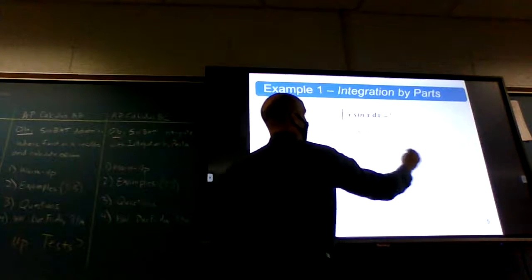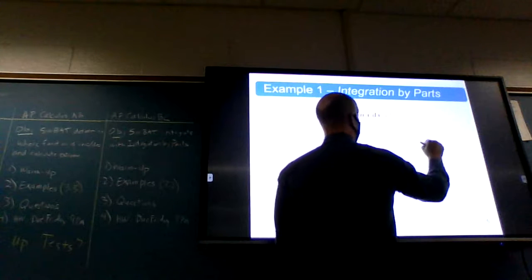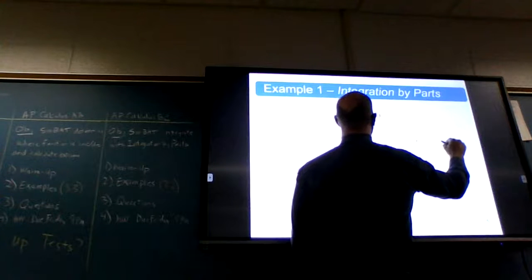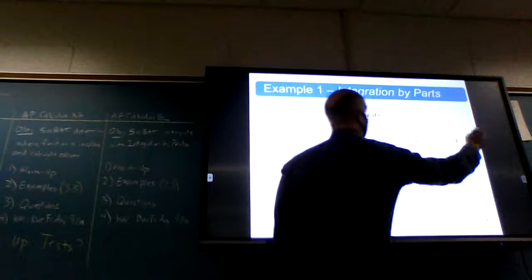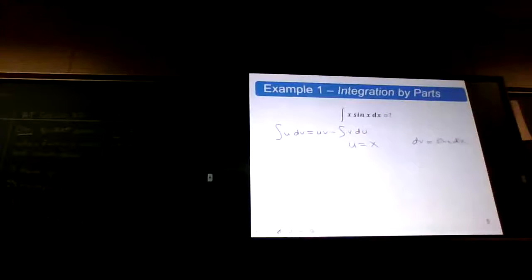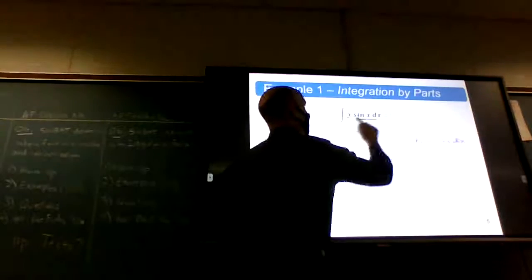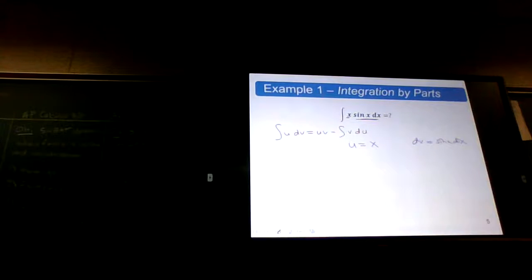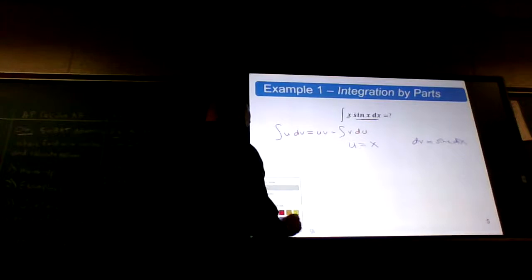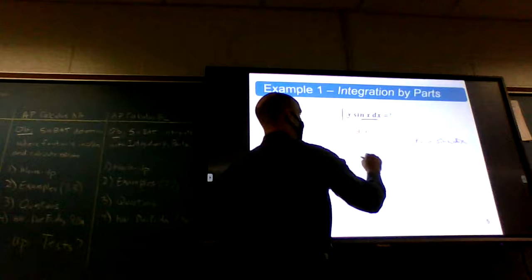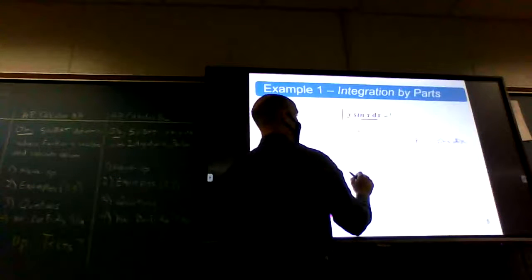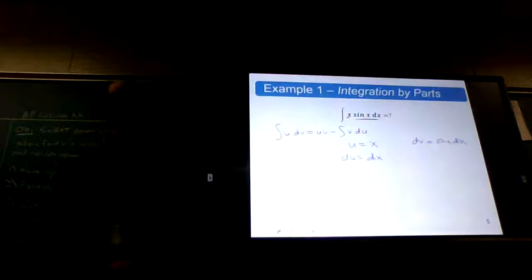If you guys don't mind, I'm going to let u be x, and I'm going to let dv be sine x dx. Is that okay? Why did I do that? I'll tell you more in a minute. Just trust me. For some reason, I took this part and I made it u, and I took this part over here and I made it dv. Great. So what would du be? It would be dx. Agreed? Good.